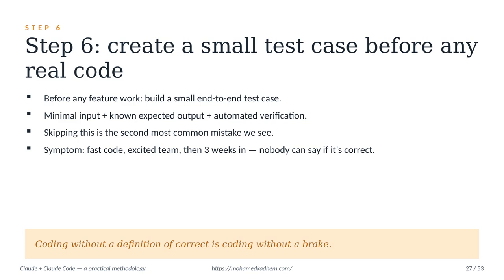Skipping this step is the second most common mistake we see. The project starts producing code fast, everyone is excited, and 3 weeks in, nobody can say whether the code is correct, because there is no definition of correct. This test case is the contract. Any code Claude Code writes afterwards must make it pass.